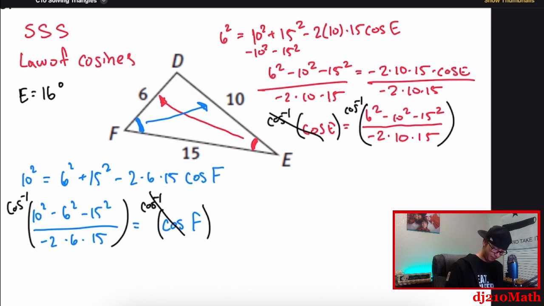We're going to get that F is equal to 26.5, so 27 degrees. All right, 27 plus 16 minus 180. Well, 180 minus those 2 is going to be 137. So D is 137. Now the picture can be misleading, but the math is what we trust.